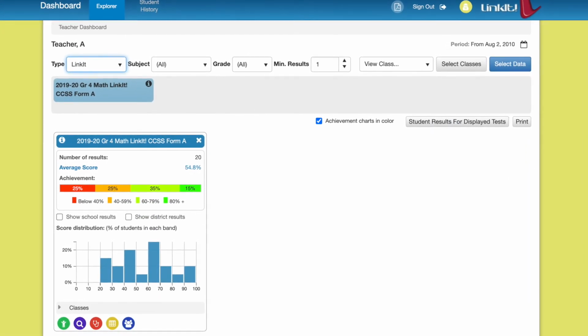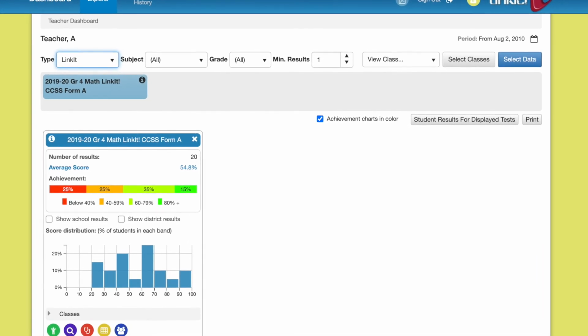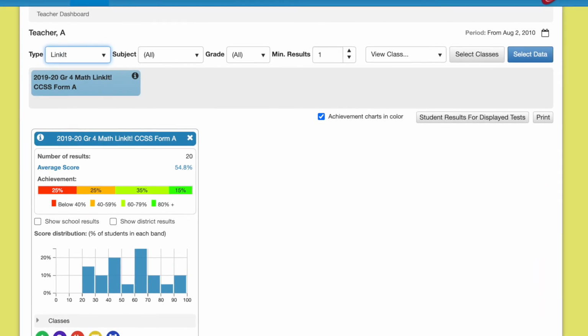So that's a quick overview of Linkit, a new instructional planning tool that teachers will have in the fall.